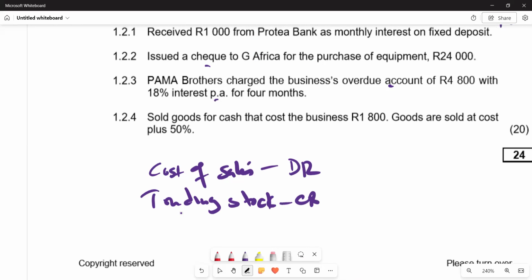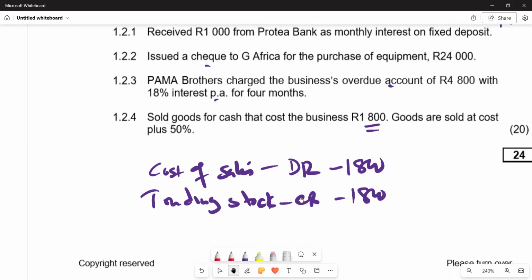So cost of sales is going to affect the net profit. Remember, when an expense increases, net profit will decrease, and owner's equity will decrease also. So cost of sales reduces net profit. And so the effect here is a negative 1,800. We are now using the cost price. And then we go to trading stock. We are crediting trading stock, which is an asset. When we credit an asset, it's a negative, so it's negative 1,800.